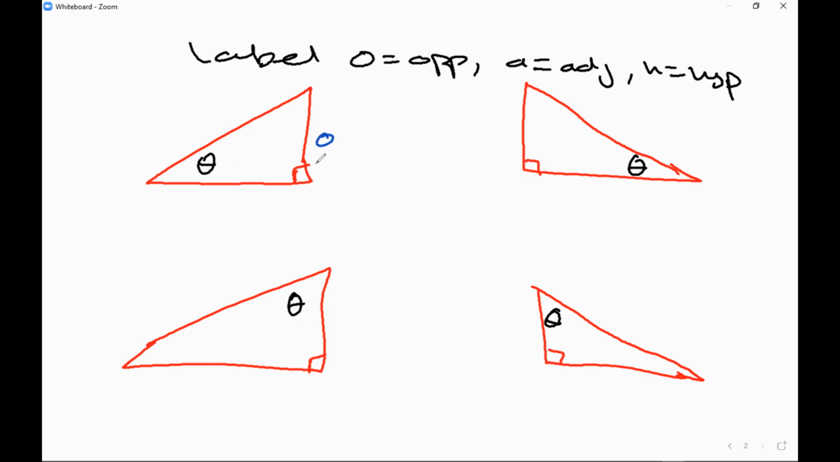So that's going to be O. And then right next to me, another word for something right next to you is adjacent to you. Then look for the 90 to find the H, because it's always on the other side of the H. So you go across from the 90 and you've got H. Now label all of those. O, A, H.